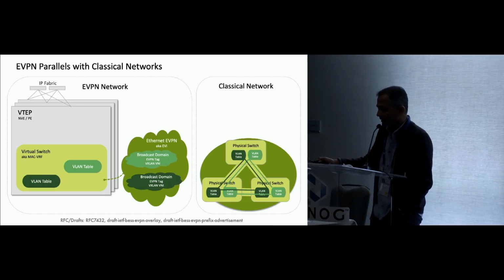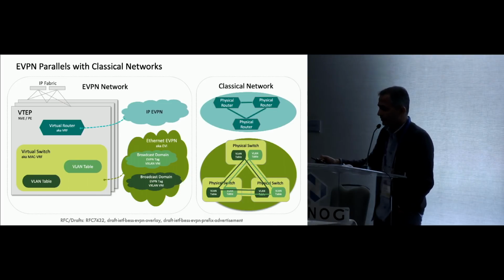The learning in the physical switch between the VLAN tables happens in the data plane, through flood and learn. In EVPN, it's done in the control plane. Routing information is exchanged between tables using BGP, and along with those routes is the information necessary for the tunneling encapsulation, like VNIs.